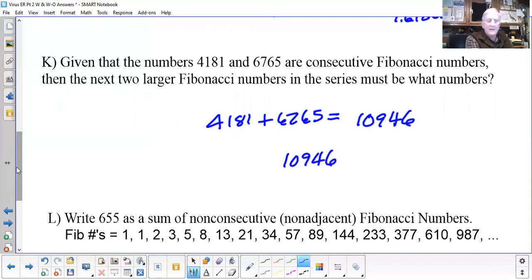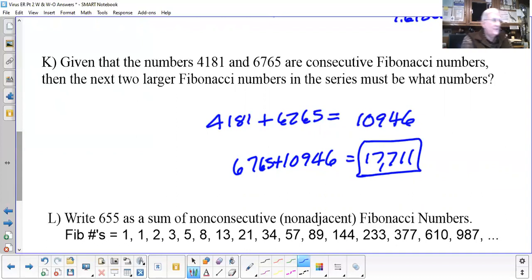10,946. I take the number that was previous to that, 6765, and I add those two together, and 6765 added to that number is 17,711. So the Fibonacci numbers I was looking for, the next two larger numbers, were 10,946 and 17,711.